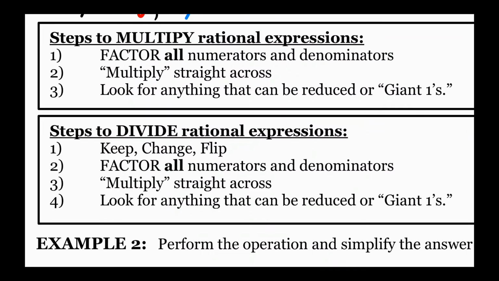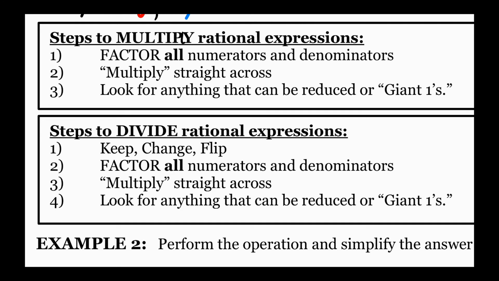If you look here, those are the steps we're going to do. If we're multiplying, multiply is spelled wrong, it should be an L there. There are 3 steps. Factor everything. Multiply straight across. Look for things to cancel out. Reduce. Division is exactly the same, except it has a step at the beginning. Keep, change, flip. Because we've got to keep, change, flip.